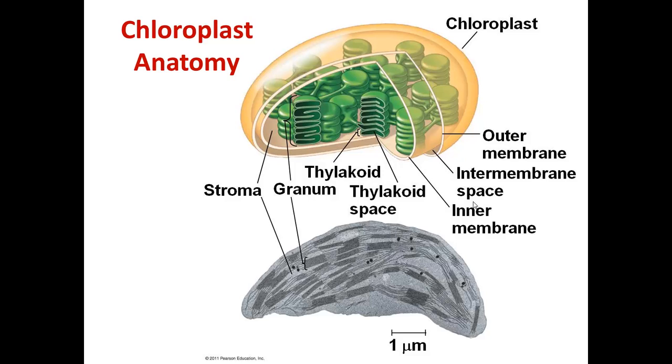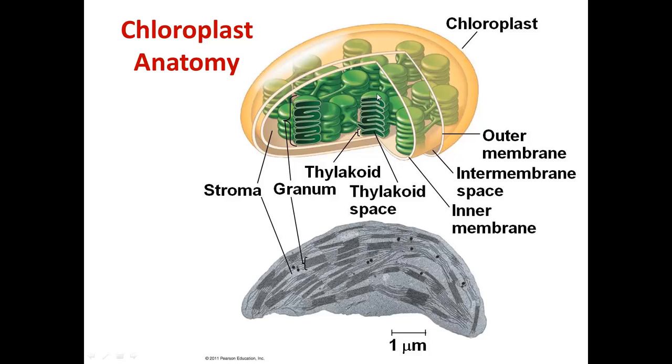And just to review that anatomy, the light reactions are taking place in the thylakoid, which are these little discs that are green because they contain chlorophyll in order to capture the energy for the light reactions. So this is where the light reactions are taking place. These discs are called thylakoids, and a stack of thylakoids is referred to as a granum.